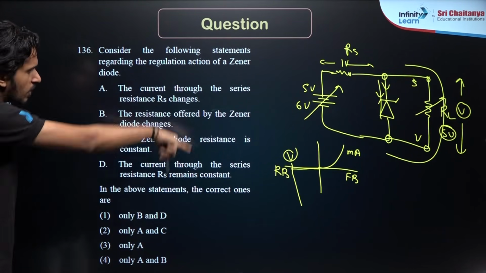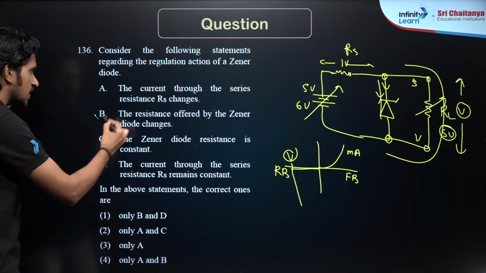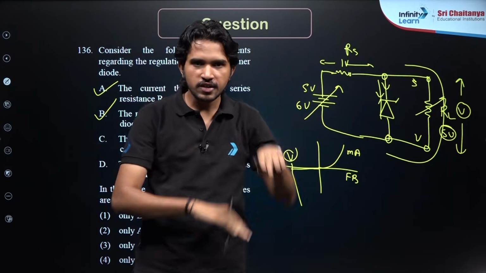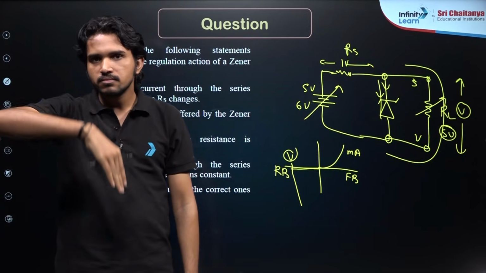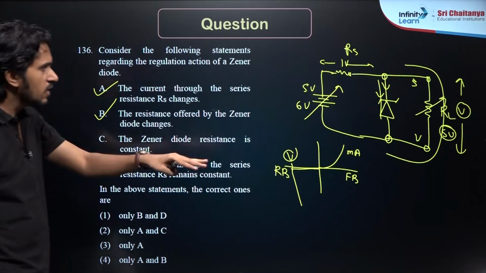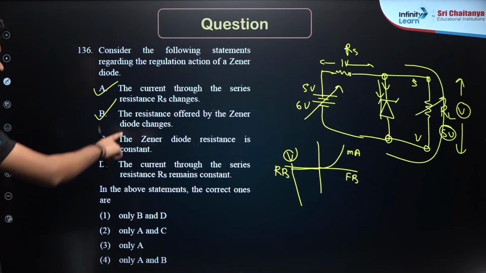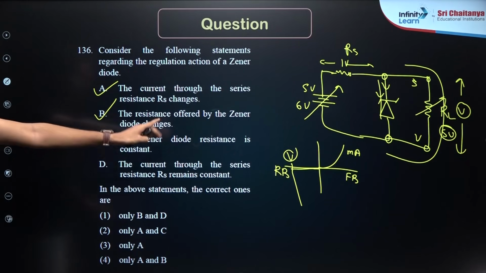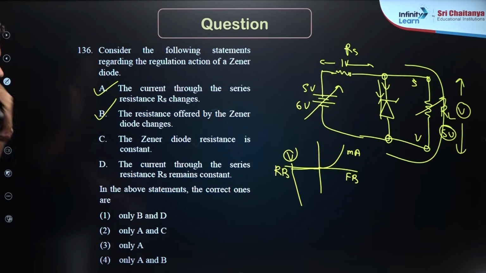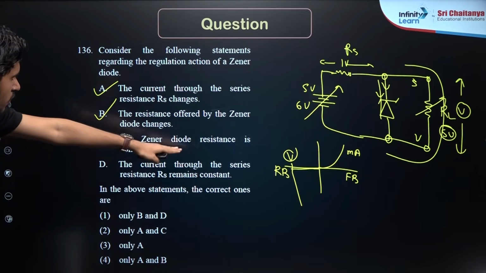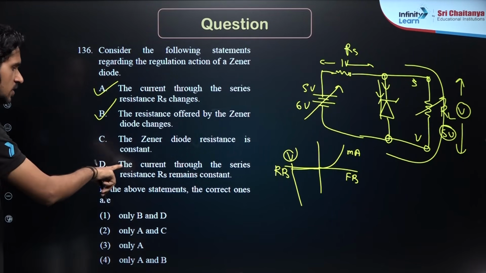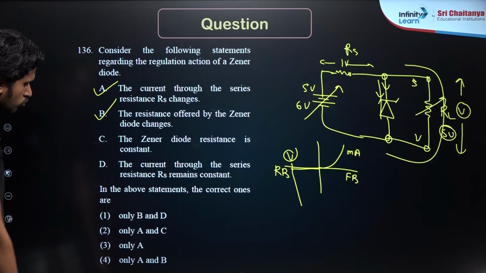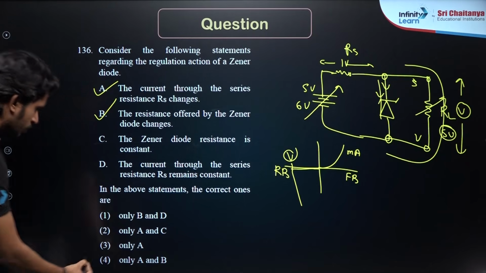B is what? The resistance offered by the Zener diode changes. Yeah, that changes because on the same 5 volt voltage difference, the value of current is increasing. If the amount of current is increasing, that means the resistance offered is decreasing. Sorry, current is increasing and R is decreasing. The Zener diode resistance is constant: no. The current through the series resistance RS remains constant: no. So which one is true? A and B. Option number 4.